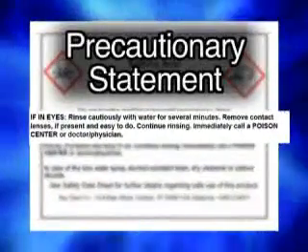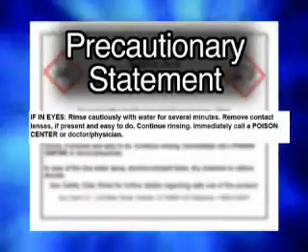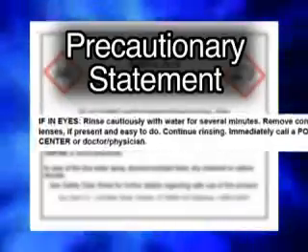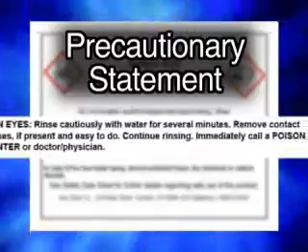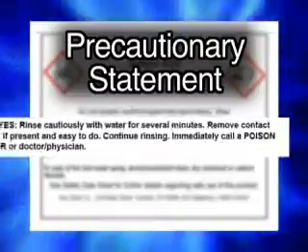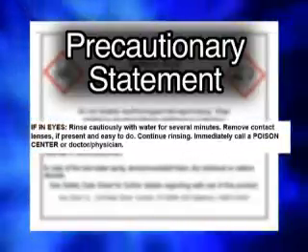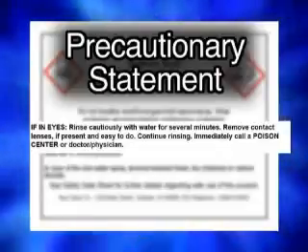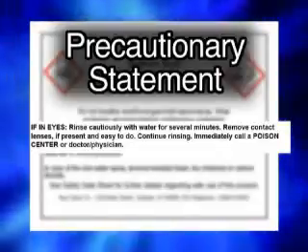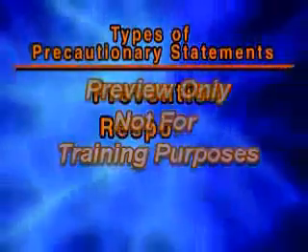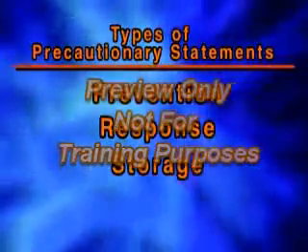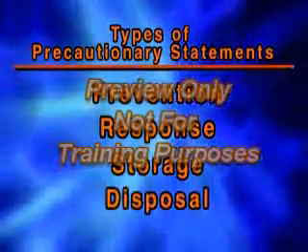Precautionary statement. A phrase describing recommended measures to be taken to minimize or prevent adverse effects resulting from exposure to the hazardous chemical or improper storage or handling. There are 4 types of precautionary statements used on labels. The 4 types of statements are prevention, response, storage, and disposal.